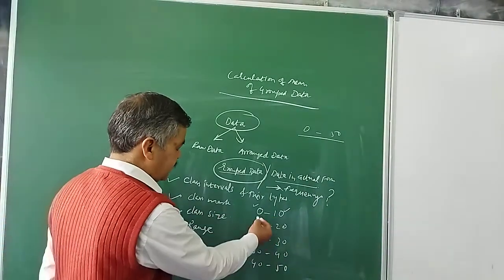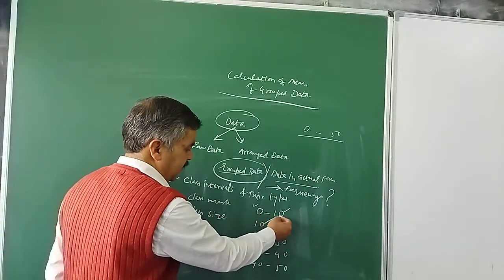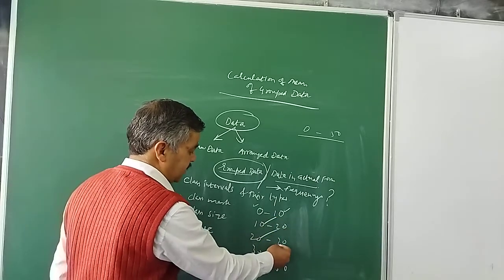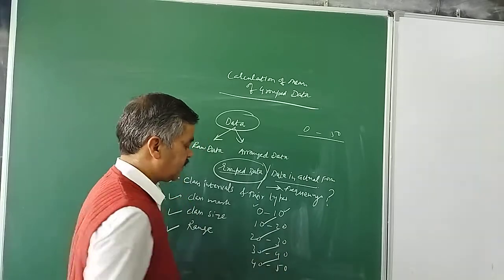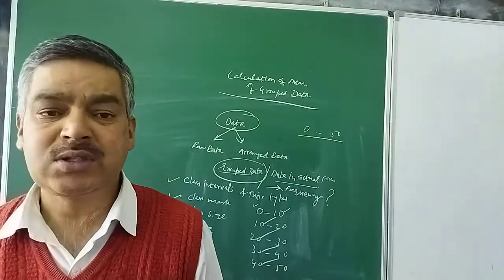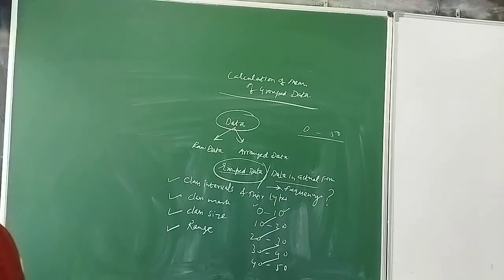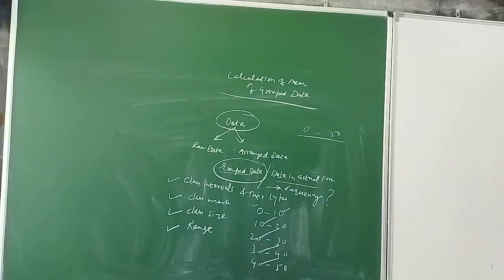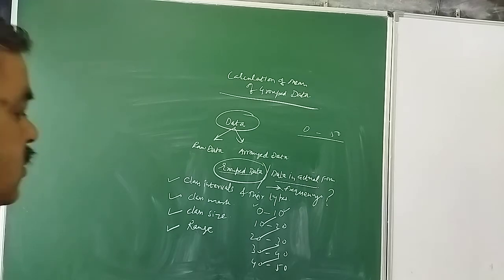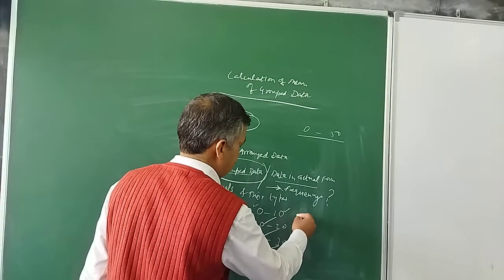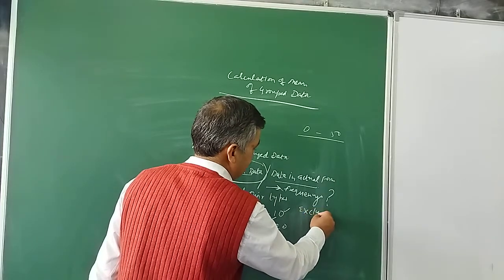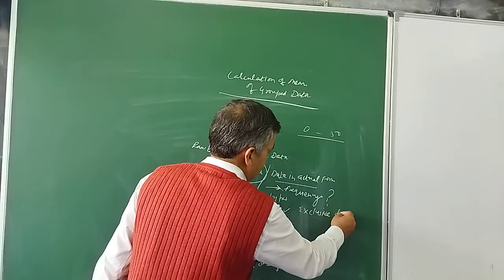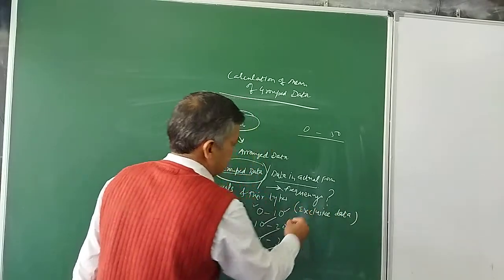Now when the upper limit of the first matches with the lower limit of the second, and so on, second with third, third with fourth and fourth with fifth, there is continuity. Such data is called continuous data, or this data is also called the exclusive data. This is the exclusive form. Let me make this term clear to you all: why is this exclusive?